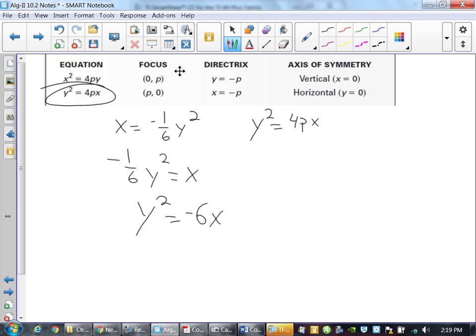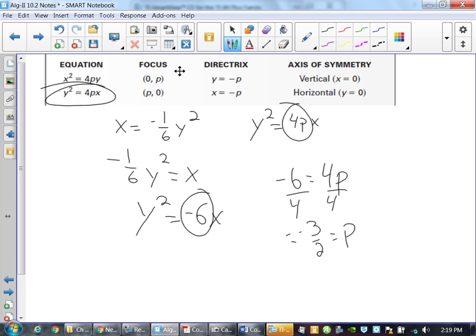Which means then, this negative 6 is playing the role of what in the generic equation? Not just p, but 4p. The p value is multiplied into it to equal that negative 6. We need to figure out what that value is. So this negative 6 is playing the role of 4p. All we do then is set those two equal to each other to solve for p. Negative 1.5. Our p value here is negative 1.5.